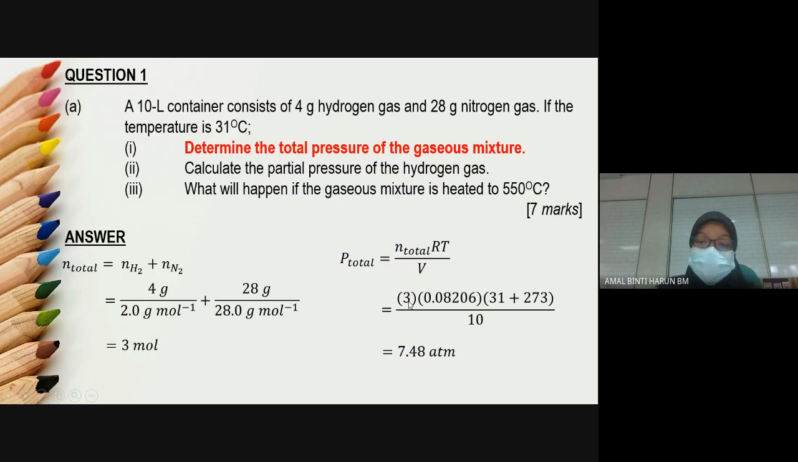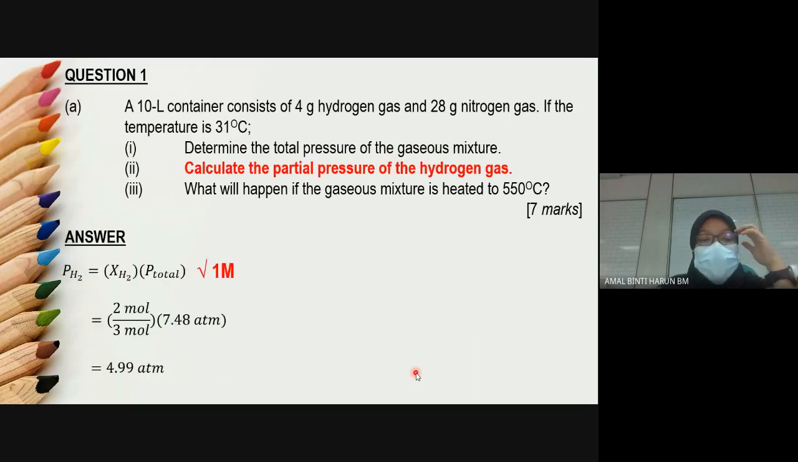So the total number of mole, using PV = nRT, gives a total pressure of 7.84 atm. After that, we need to calculate the partial pressure of the hydrogen. We already have the number of mole of hydrogen, and the total number of mole is 3 mole, and the total pressure is 7.84. We can also use mole fraction: mole fraction of hydrogen times the pressure. So it is 2/3 times this one, and the partial pressure of hydrogen will be 4.99 atm. That one is very simple.